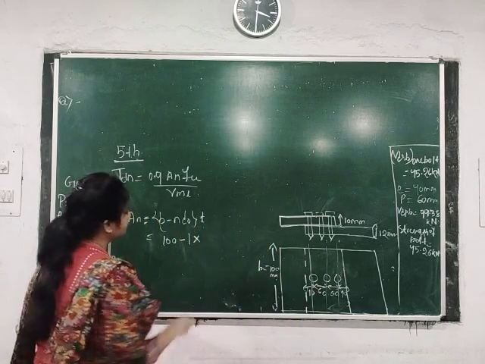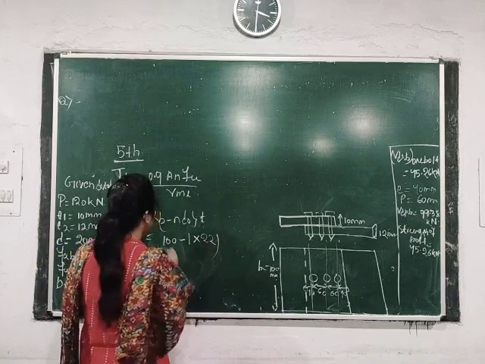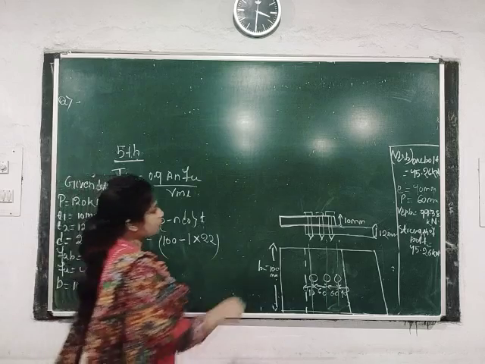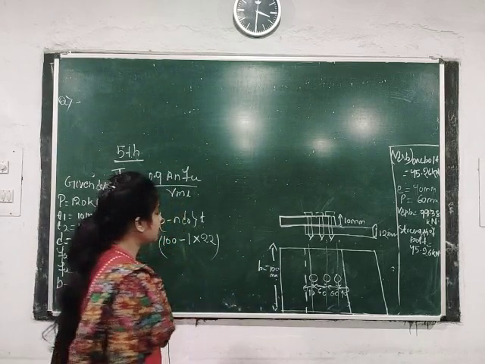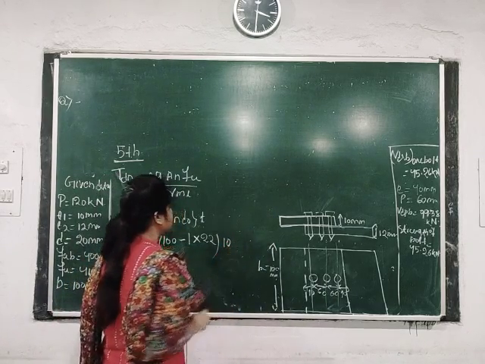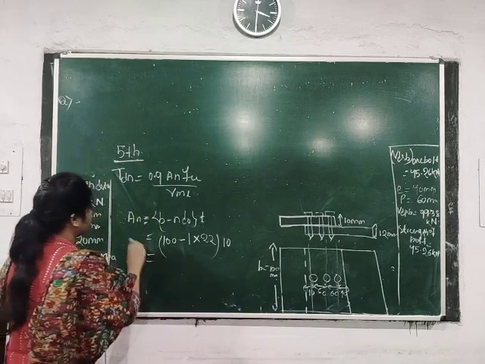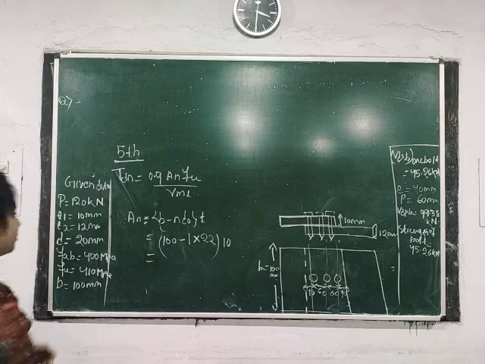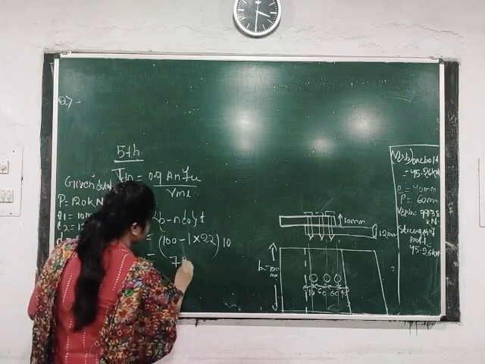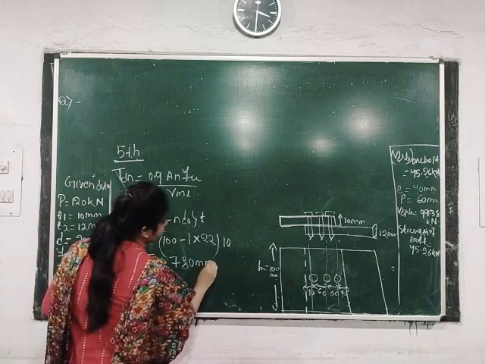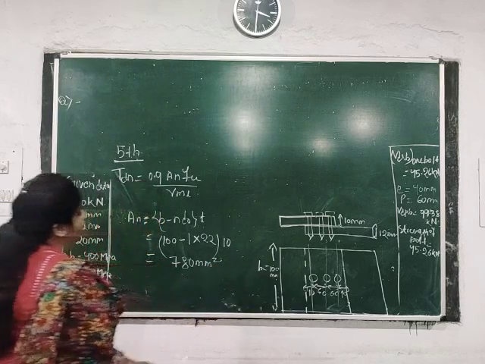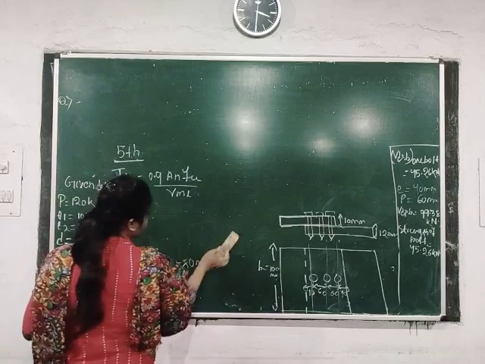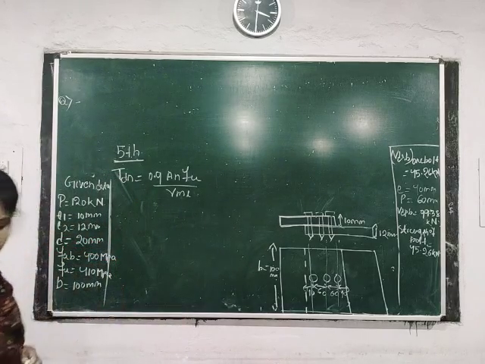Then next is d naught. d naught is 20 mm. Then for the thickness of the plate, we will take the thickness of the thinner plate. The thinner plate is 10 mm, so take t as 10 mm. Then the net effective area value is coming 780 mm square. Okay, then put all the values in the formula.